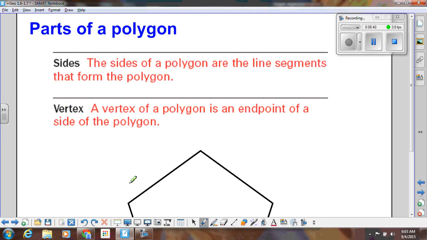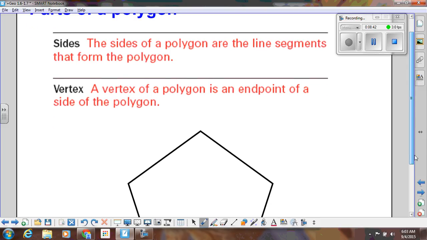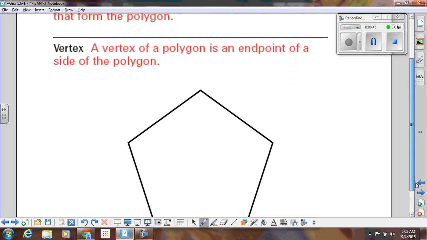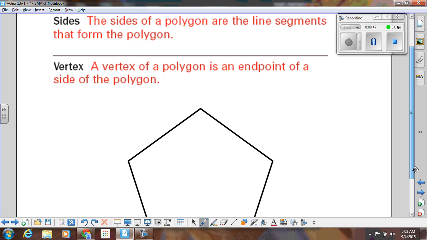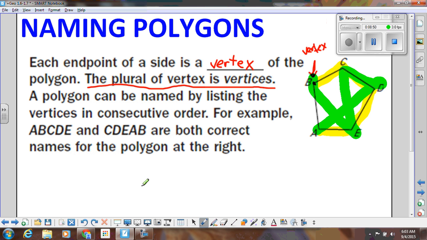All right, I think we've talked about sides and vertex of a polygon, so don't feel like you have to write this down again. You might just want to go back to our shape here and say, oh, well, this is what we would call a side. So AB is what we would call a side. All right.